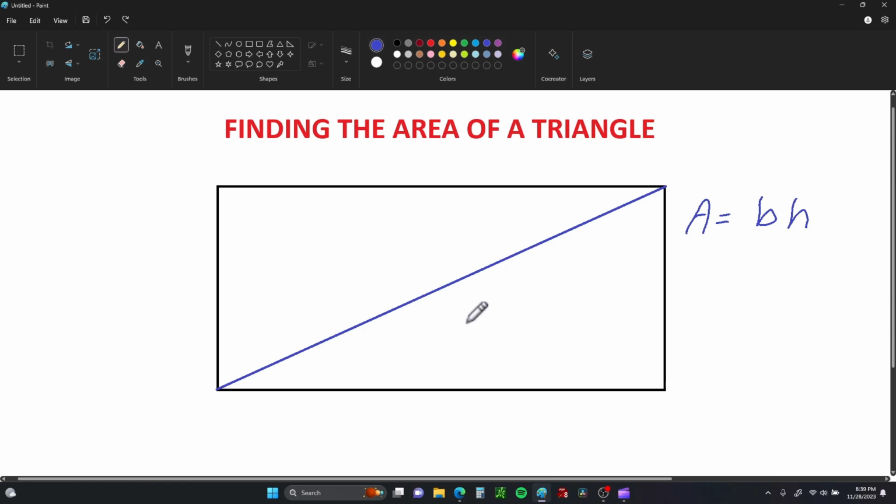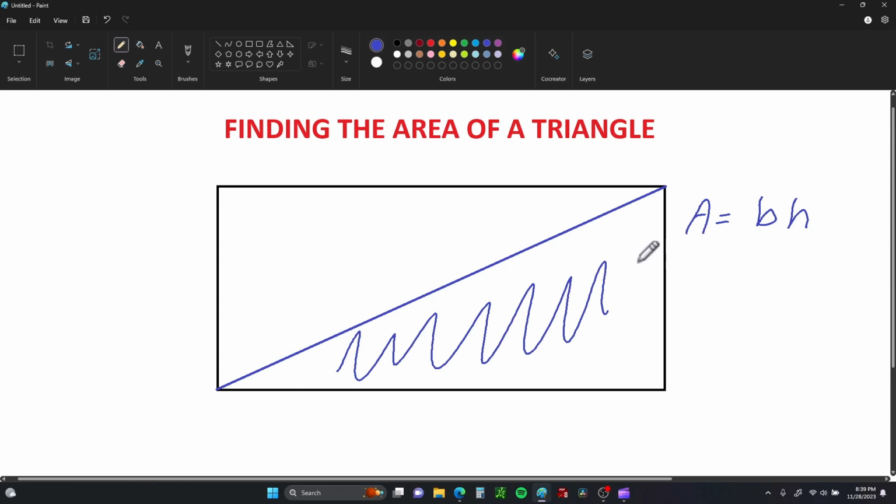And since this triangle is half of the rectangle, I've cut it in half and we're trying to find the area of this part. If the area of the rectangle was base times height, well, then the area of the triangle, this part that's shaded, would be half of the area of the rectangle. And that's how we get the formula for the area of a triangle.